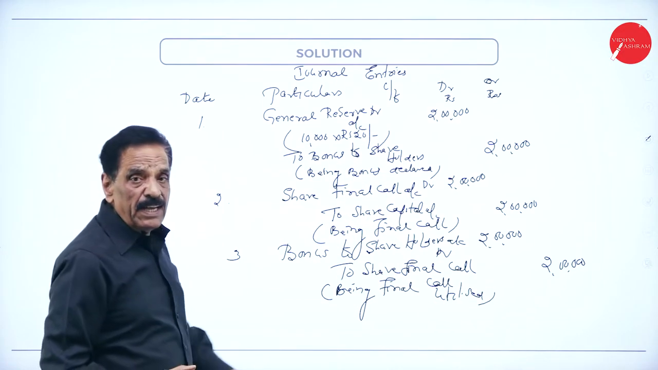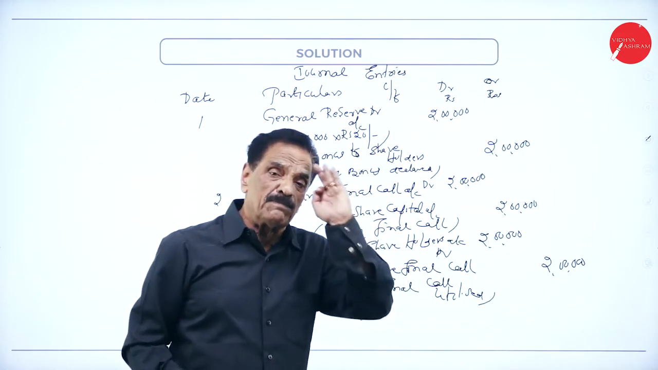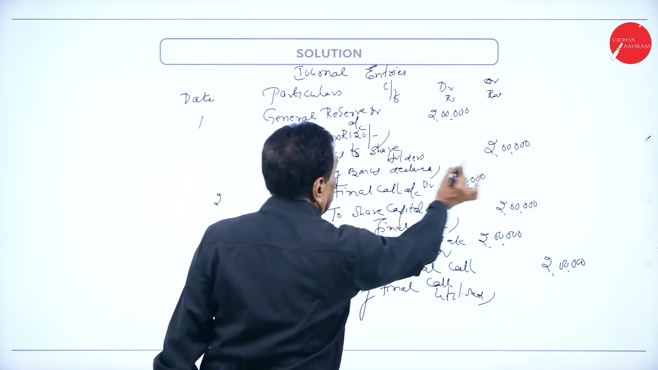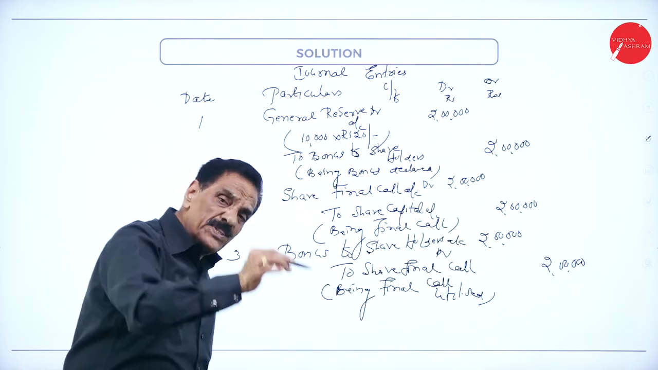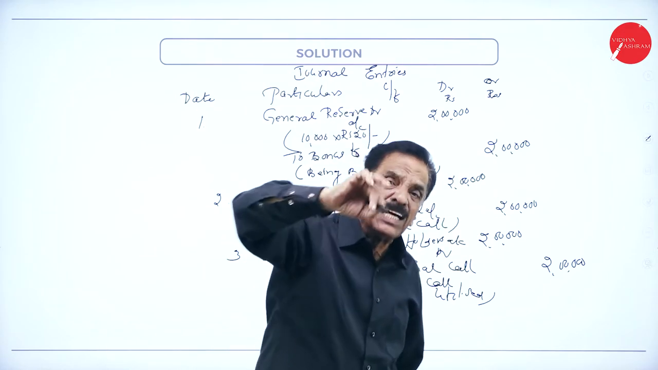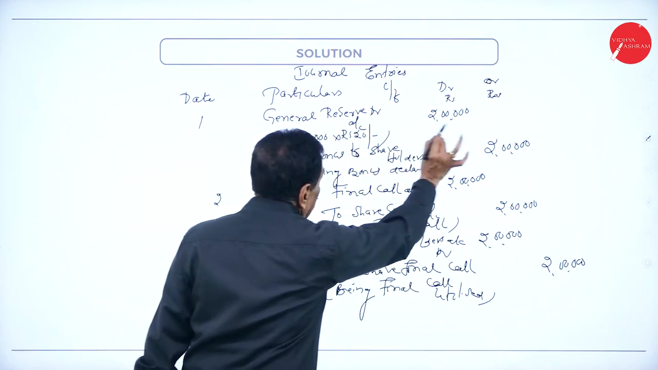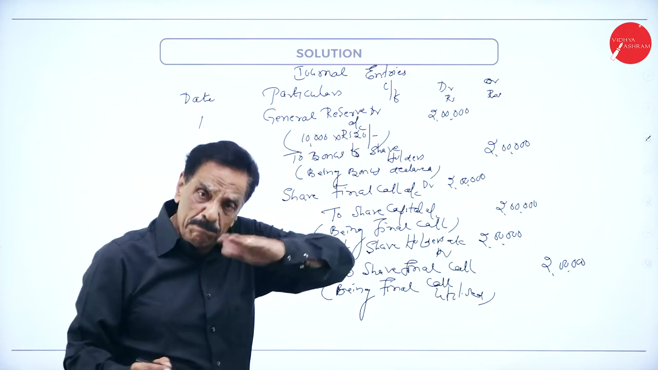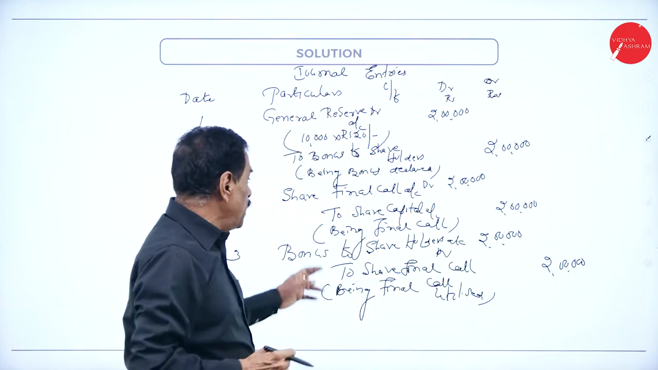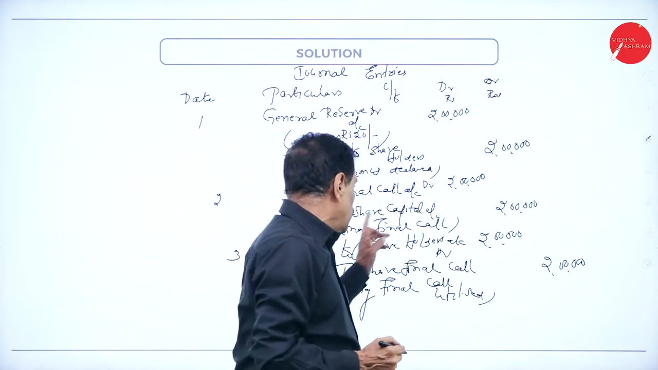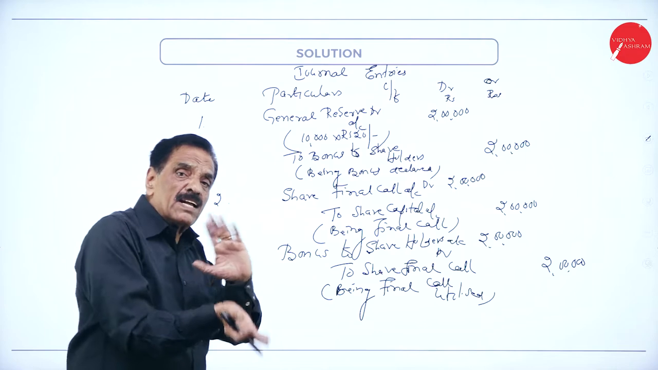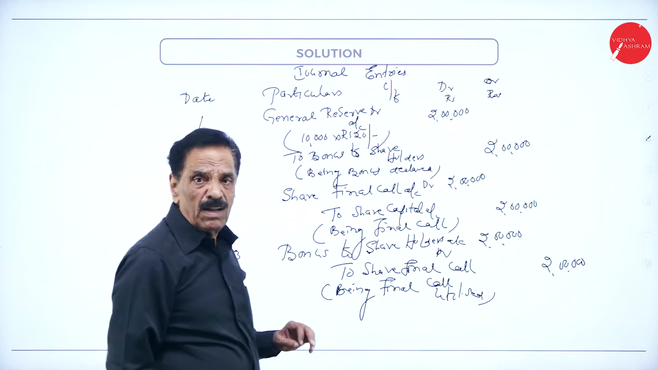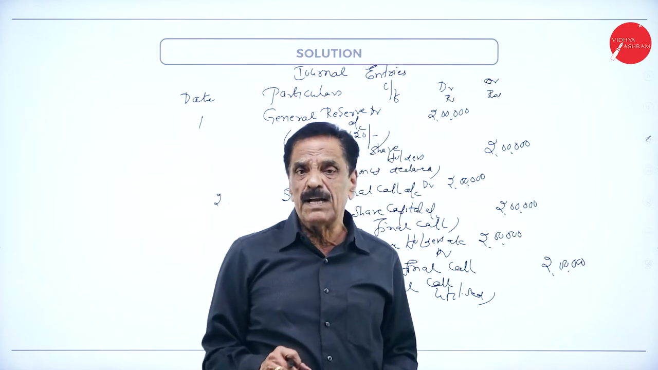So, what is the first entry? You declare the bonus with the help of the general reserve. If they declare out of the profit and loss account, then profit and loss account debit to bonus to shareholder account. If they utilize both general reserve and profit and loss account, the entry will be general reserve account debit, profit and loss account debit to bonus to shareholder account. Partly paid share is made fully paid share. Make the final call: share final call account debit to share capital account. Give the final call as a bonus to shareholder: bonus to shareholder account debit to share final call account. This is for regular partly paid made fully paid.